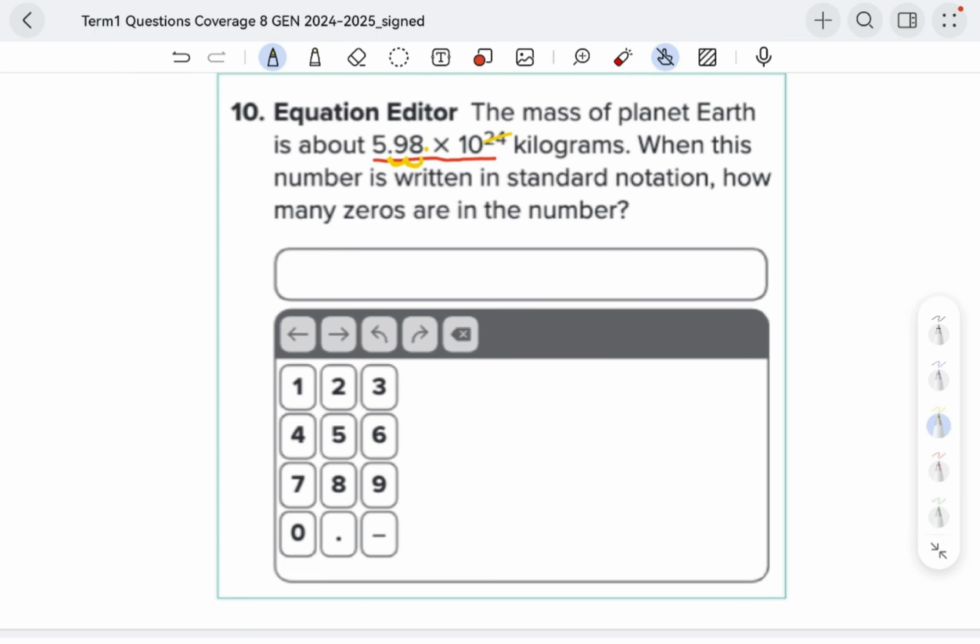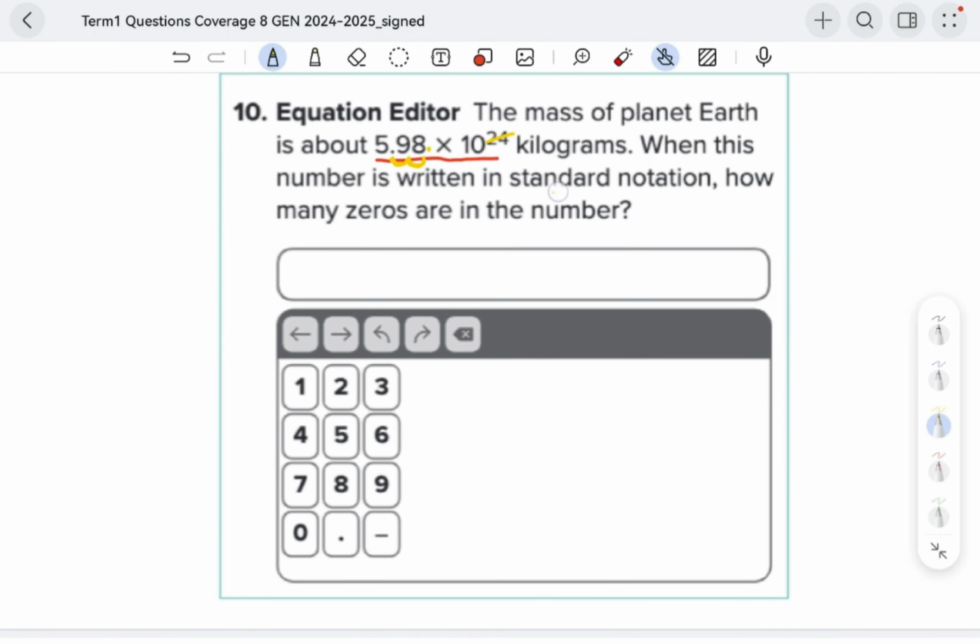Okay, so the number in the standard notation will be 598. Then we're going to have 22 zeros. Okay, so the answer, how many zeros? The answer is 22 zeros.